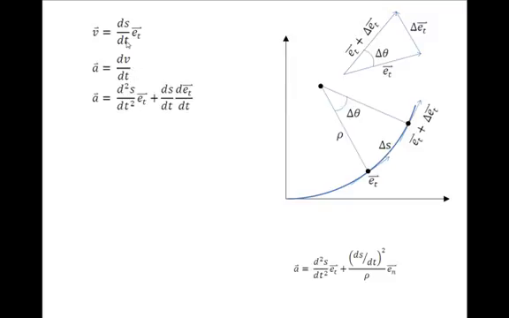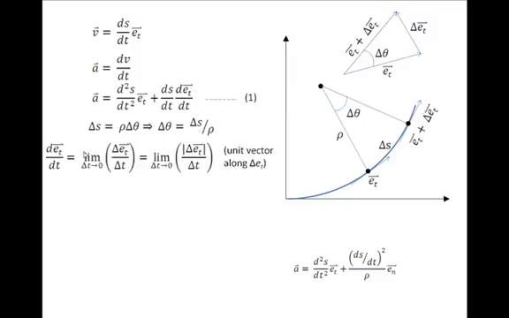So it becomes differentiation of the first term, d square s by dt square into et, plus ds by dt into det by dt. Now we will spend some time looking at what det by dt is. Before that, just have a look at this. I think we'll agree that the arc delta s is rho delta theta, and therefore delta theta is delta s by rho. Now delta et by delta t, by definition of derivative, is the limit as delta t tends to 0 of delta et by delta t.